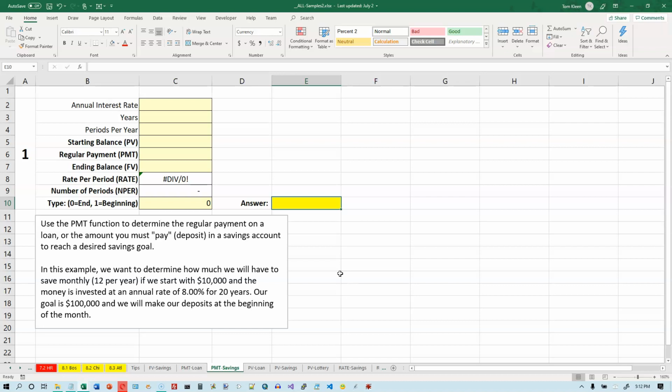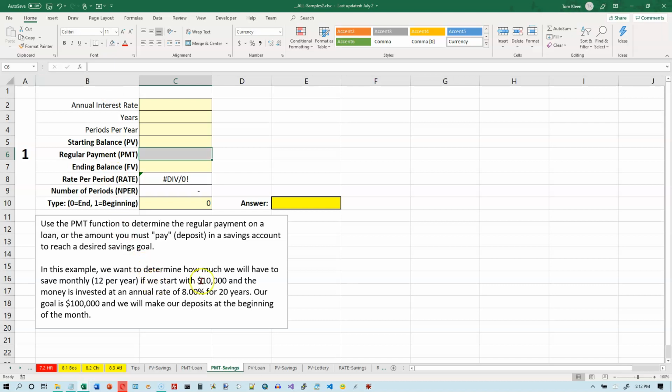Okay, so here is our sample problem. We want to determine how much we'll have to save monthly, so that means we're going to have 12 payments per year. If we start with $10,000 and the money's invested at an annual rate of 8% for 20 years, our goal is $100,000 and we'll make deposits at the beginning of the month. Okay, so we are trying to find the payment again, so let's gray that out.